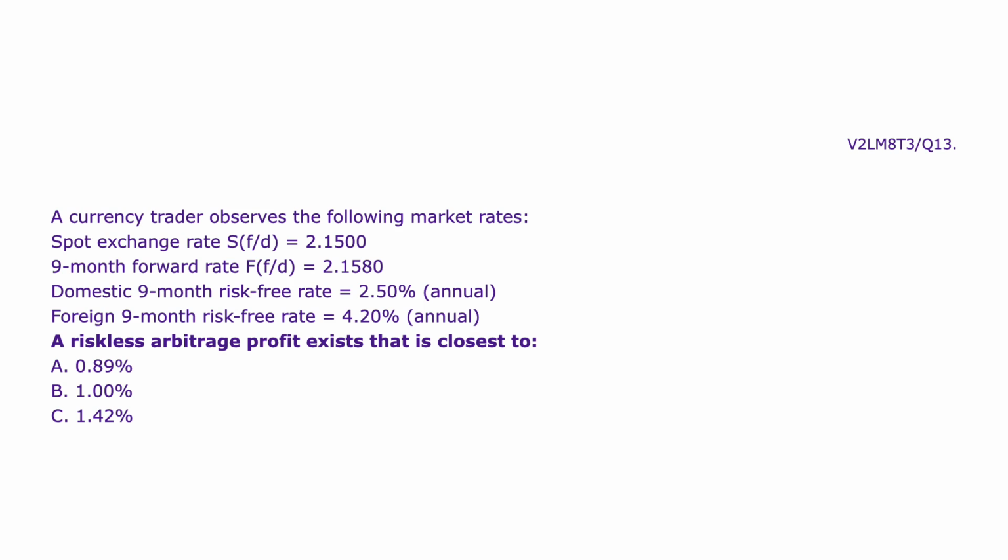A currency trader observes the following market rates. Spot exchange rate SFD equals 2.1500. 9-month forward rate FFD equals 2.1580. Domestic 9-month risk-free rate equals 2.50% annual. Foreign 9-month risk-free rate equals 4.20% annual. A riskless arbitrage profit exists that is closest to A. 0.89%, B. 1.00%, C. 1.42%.